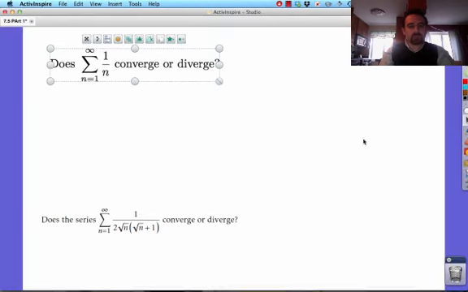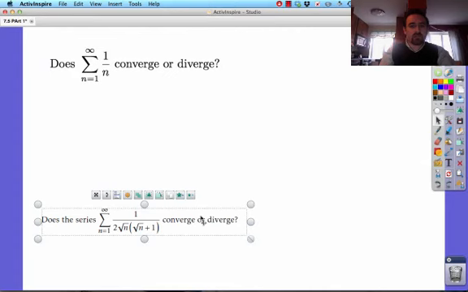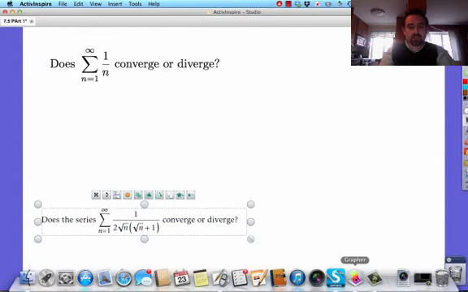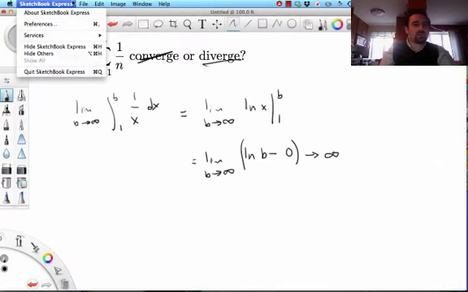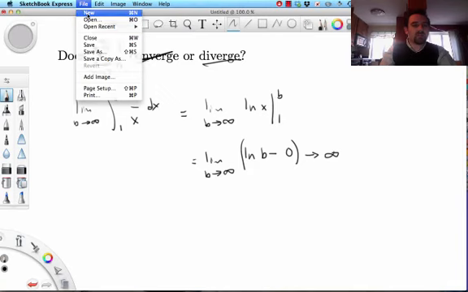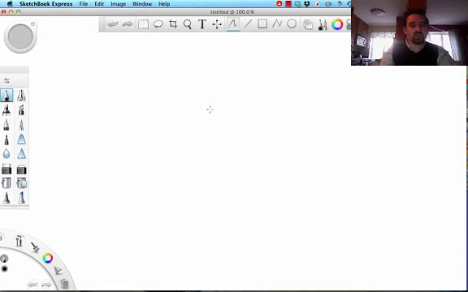Okay, back to our slideshow. The last one I want to look at for now in this particular section is this problem here. This is a particular problem we want to figure out: is this going to converge or diverge?